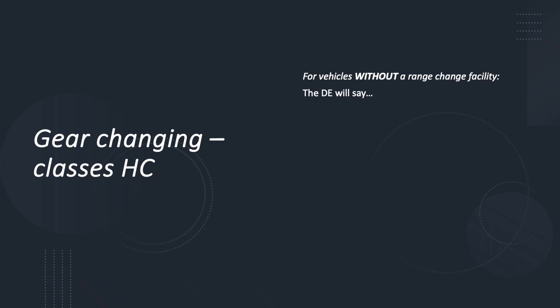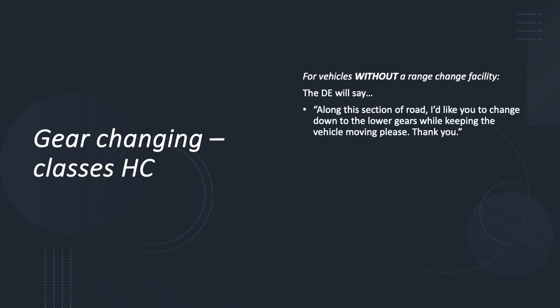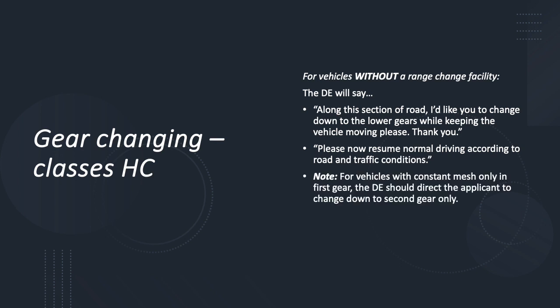For vehicles without a range change facility, the DE will say, along this section of road, I'd like you to change down to the lower gears while keeping the vehicle moving, please. Thank you. Please now resume normal driving according to the road and traffic conditions. Note, for vehicles with constant mesh only in first gear, the DE should direct the applicant to change down to second gear only.